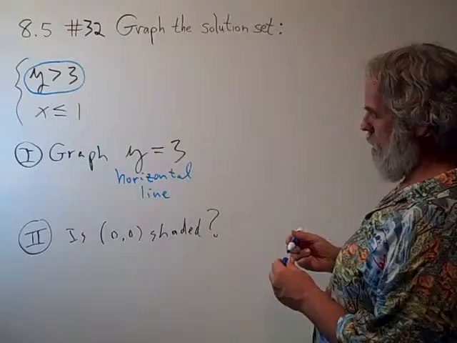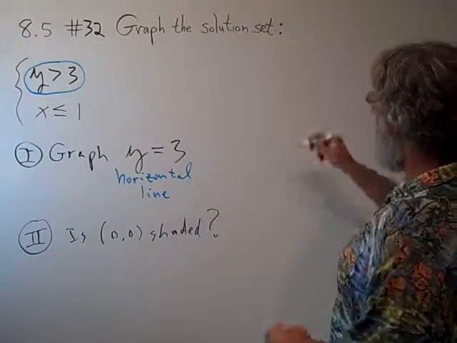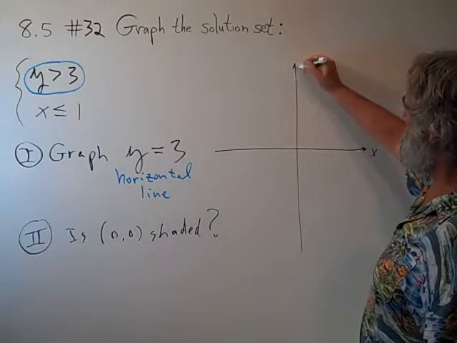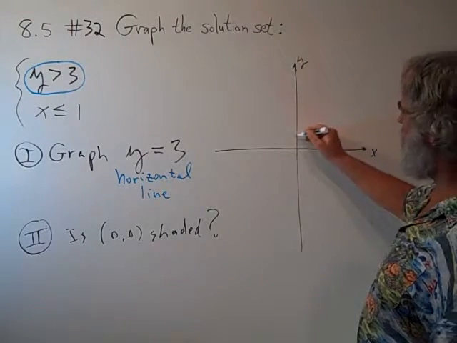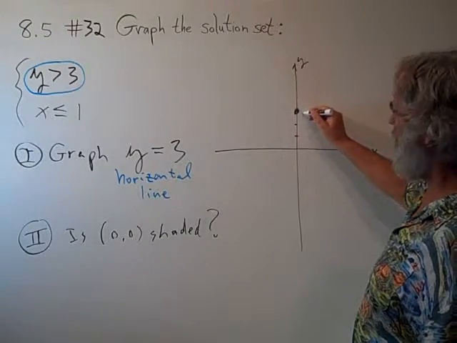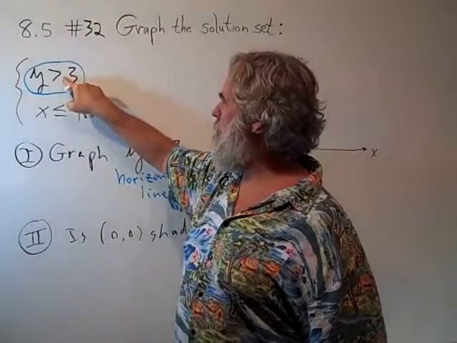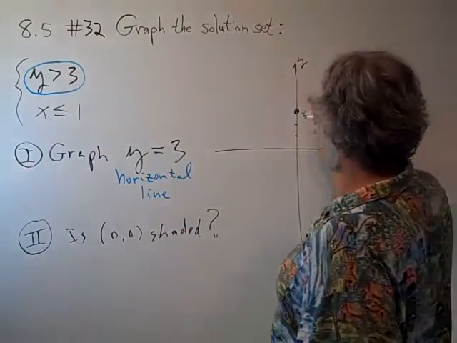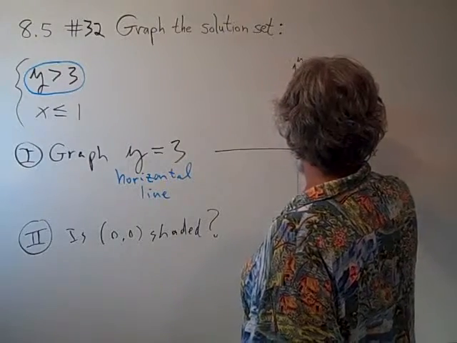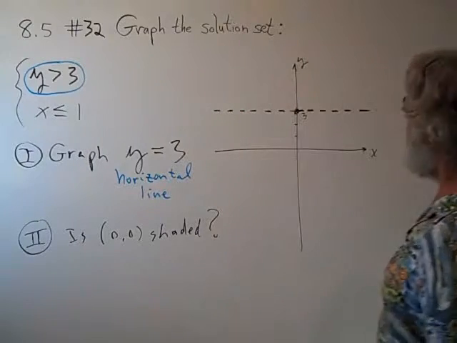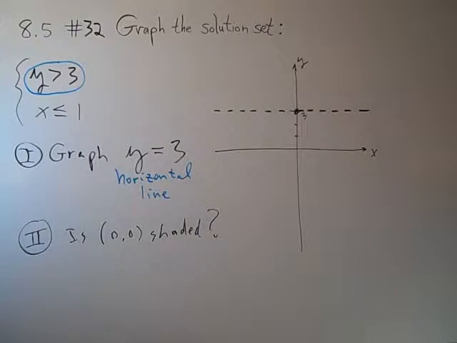Y equals a constant like 3 is a horizontal line. So we can graph that line. It's a horizontal line that goes through the y-axis at 1, 2, 3, a height of 3. This will make a dashed line because we're not including the points that are actually on that line. So here's the horizontal line bounding the region of the first linear inequality.